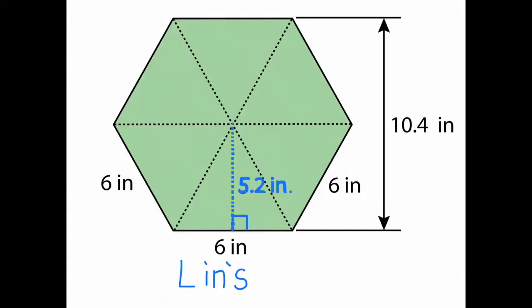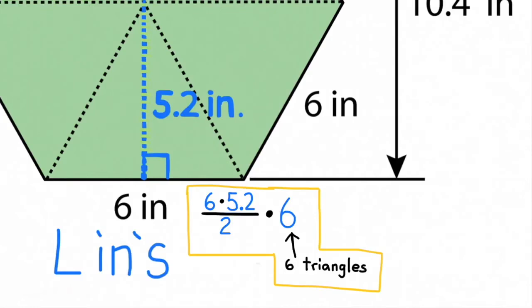The dimensions show that the height of the hexagon is 10 and 4/10 of an inch. So the height of the triangles would be half of that. Each of the 6 triangles has a height of 5 and 2/10 inch. To find the area of these triangles, we need to multiply half of the base times the height, or base times height divided by 2. The base is 6, and half of the base would be 3. So half the base times the height would be 3 times 5 and 2/10.